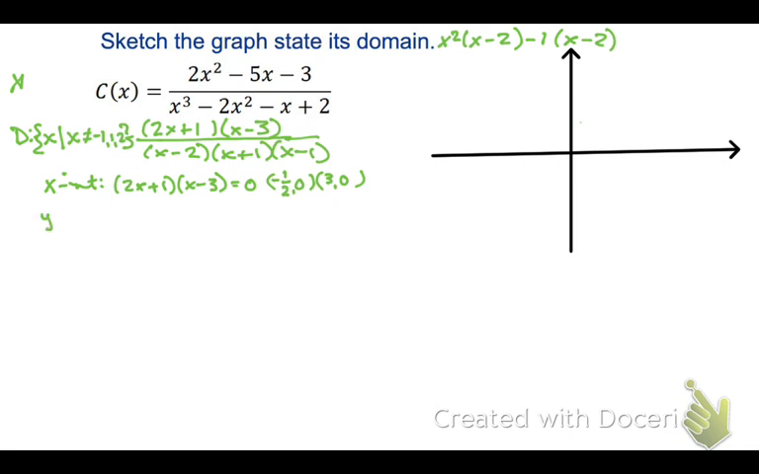Y-intercept. And how do I find y-intercepts? Put zeros for all the x's. So I'd have 0 minus 0 minus 3 over 0 minus 0 minus 0 plus 2. So 0, 3/2. Next.